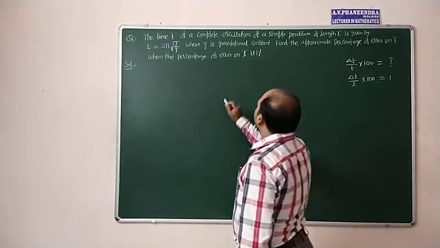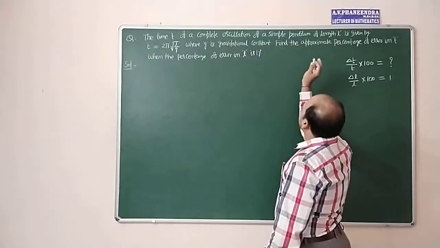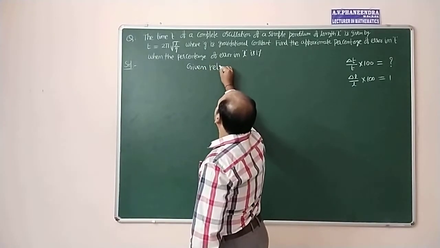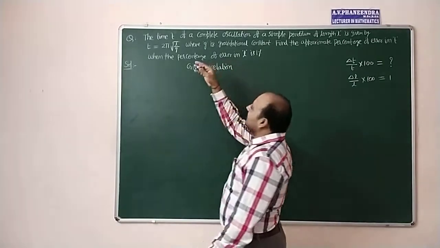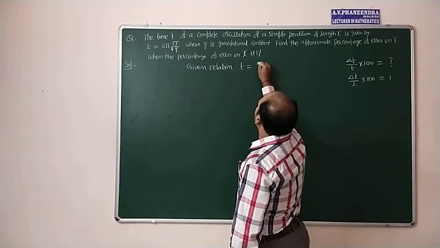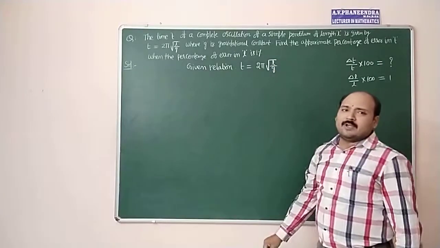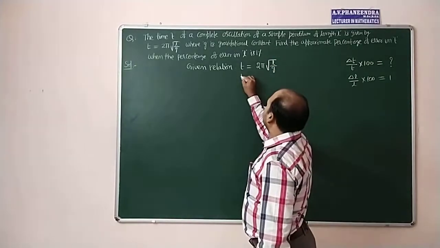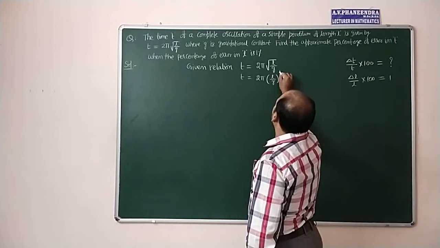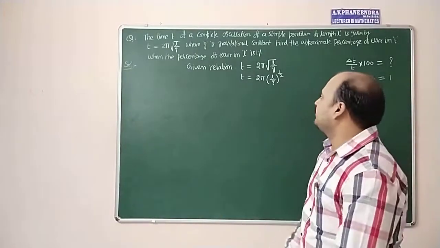See, first, the given relation. T is equal to 2π√(L/G). The root can be written as the whole power 1/2. So T is equal to 2π times (L/G) whole power 1/2. Root x can be written as x power 1/2.